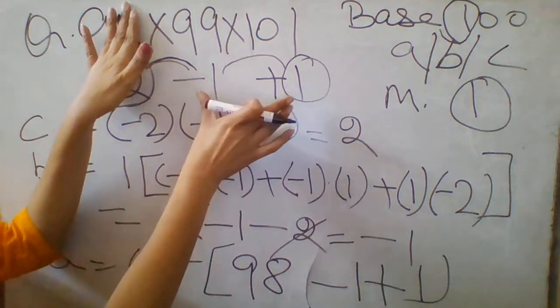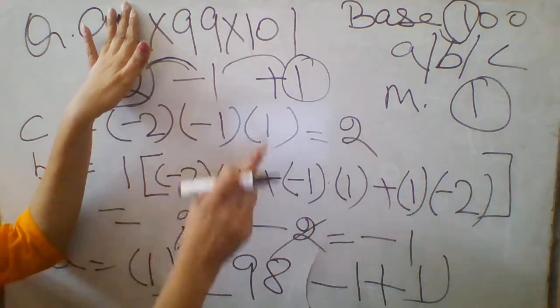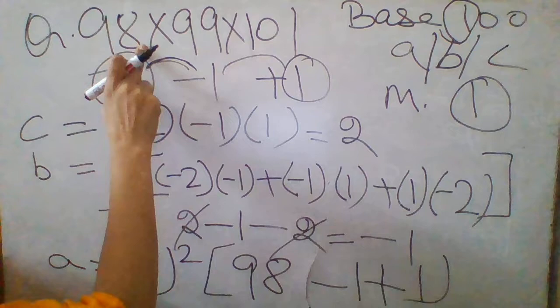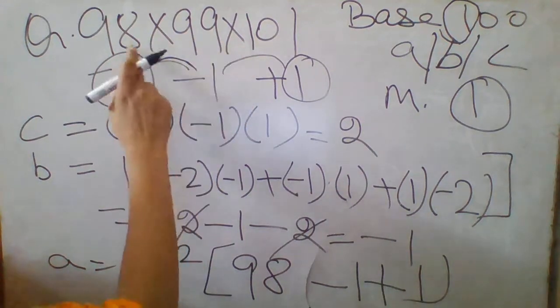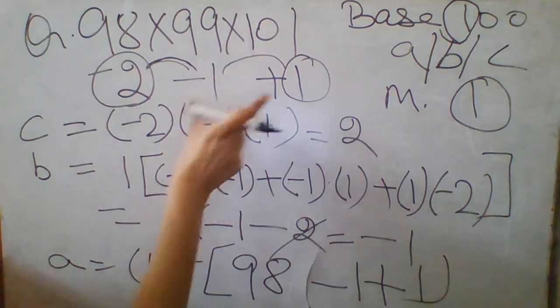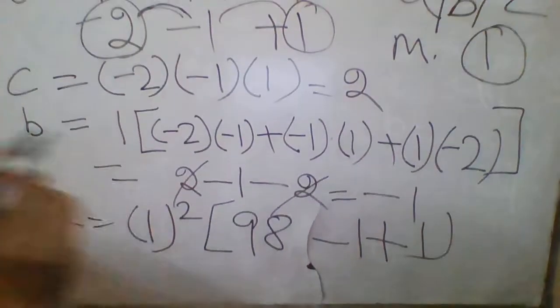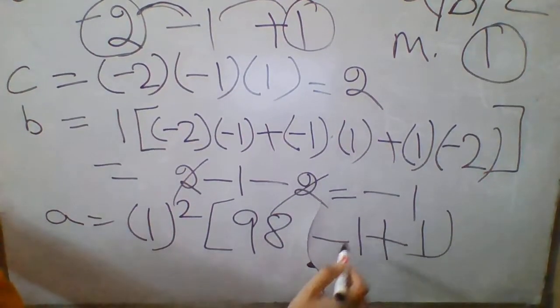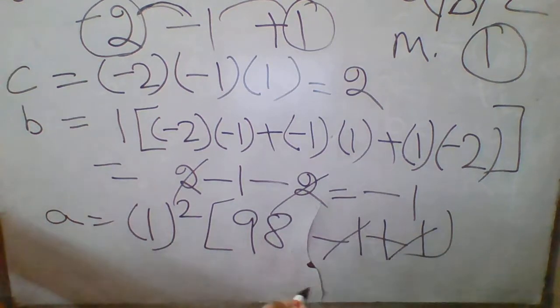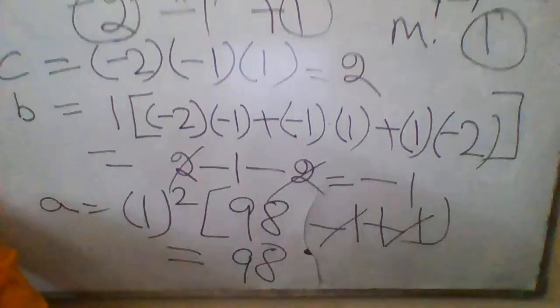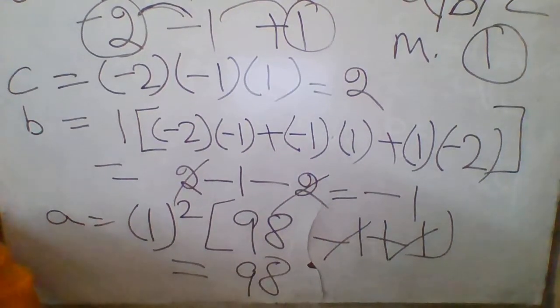But the remaining numbers, I have to take one number from here. Anyone I can take. If I have taken this 98, the remaining two numbers are these. So now I will solve it, and -1 plus 1 will be cancelled out. So what will you get here? 98. Now I will put the values of A, B and C.